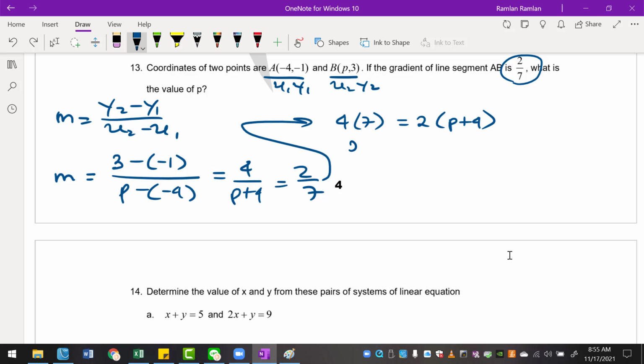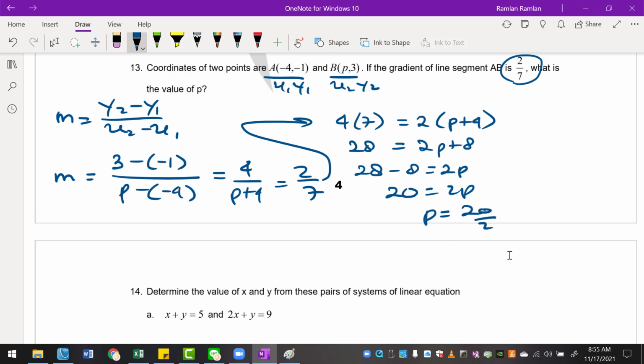Okay, so 4 times 7 is 28. And open that bracket to get 2p plus 8. And I'm going to put that 8 to the right side. I will get 28 minus 8 equals 2p. So 20 equals 2p. So p equals 20 divided by 2. That will be equal to 10. Right? Okay, next, number 14.